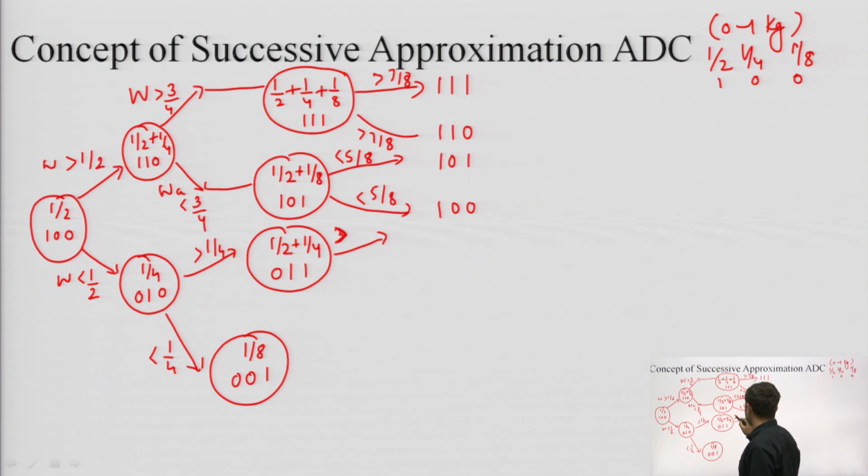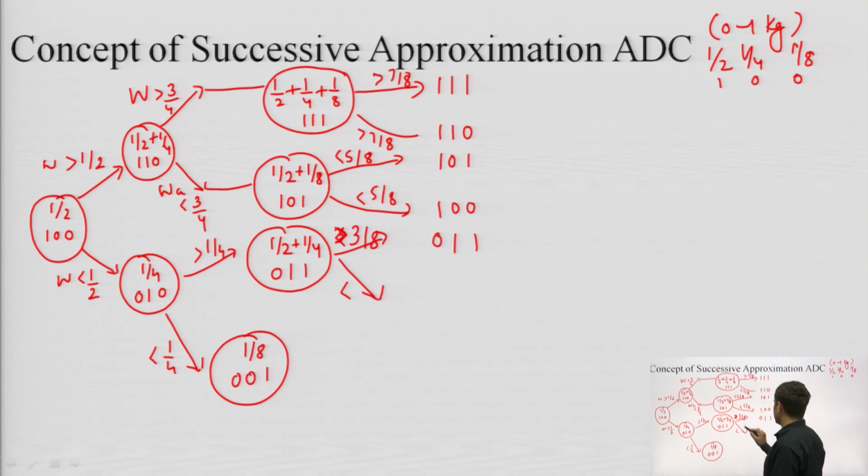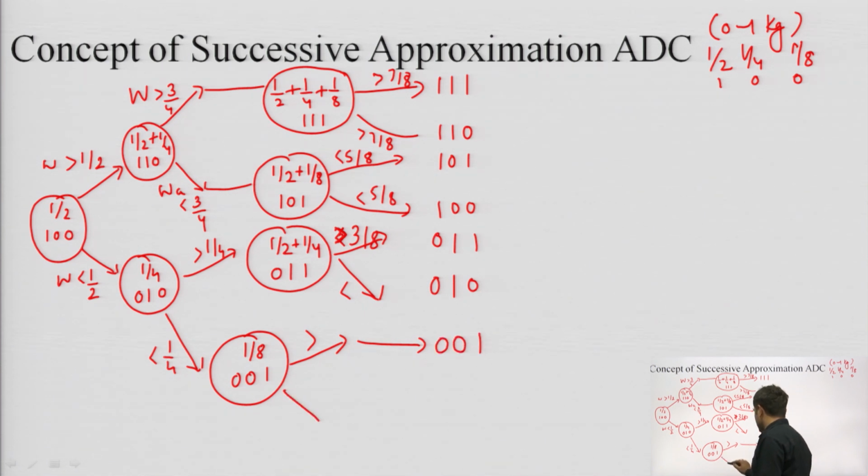If it is greater than 3 by 8, then it will remain 0 1 1, and if it is less, then I can remove this last one so that it becomes 0 1 0. Similarly for this branch, if it is greater, then I can do nothing, it will remain 0 0 1, and if it is still less than this, then I have no other option but to remove all the weights. In that case it will be 0 0 0.